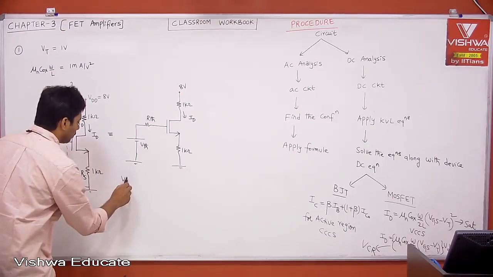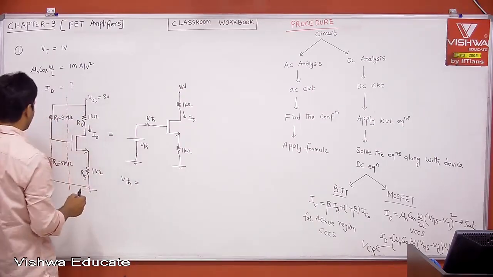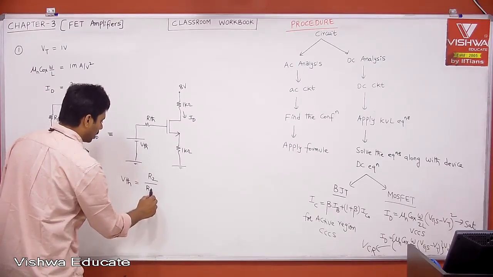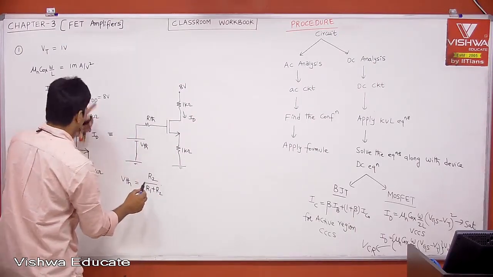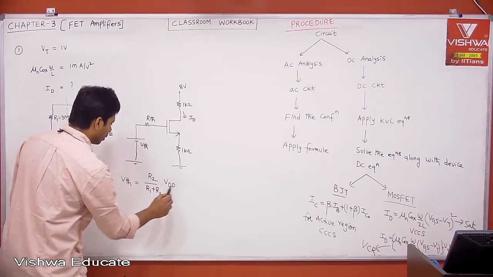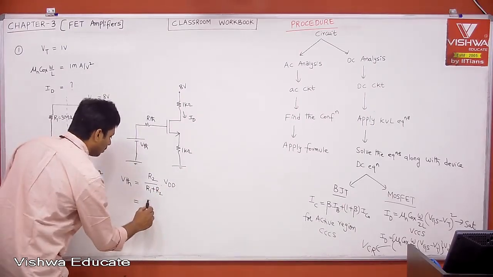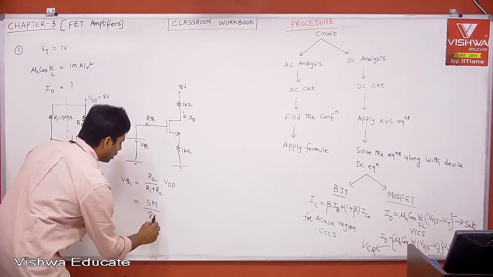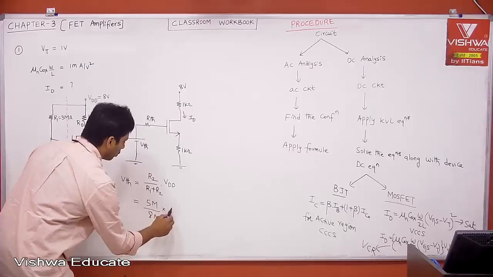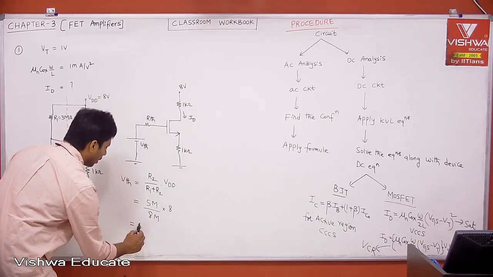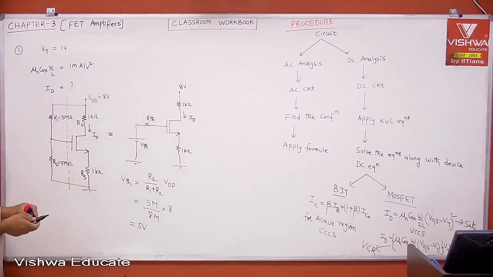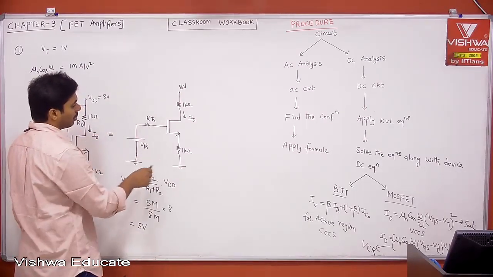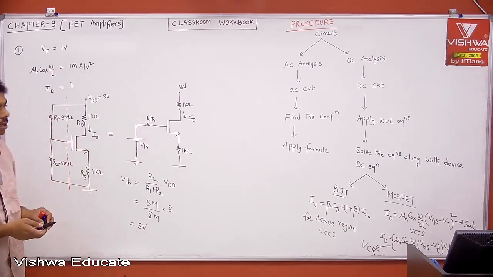What is V Thevenin? V Thevenin is equal to the voltage divider network: R2 divided by R1 plus R2 into VDD. R2 is 5 mega ohm. 5 mega divided by 5 mega plus 3 mega, 8 mega, into 8 volt. 8 will be cancelled, then it is 5 volt. Therefore, V Thevenin is 5 volt. Now try to apply input KVL, then you will get it.